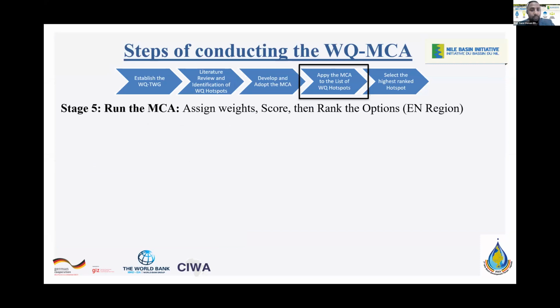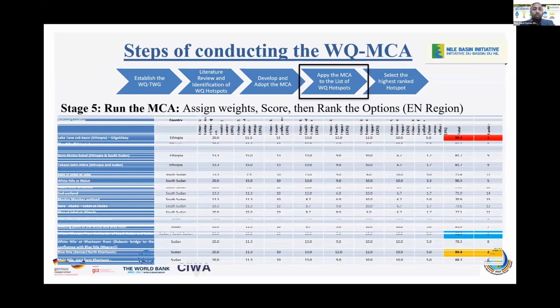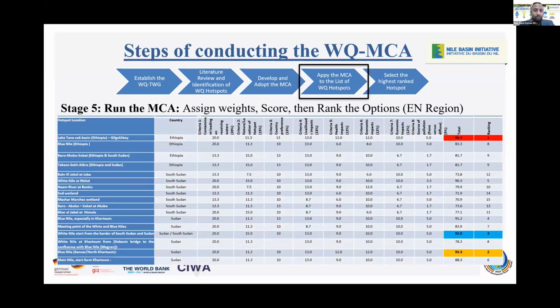So we have the 44 hotspots, and now we have the criteria. We applied these criteria to the 44 hotspots. We distributed them into 2 regions: the Eastern Nile region, which is shared between Ethiopia, South Sudan, Sudan, and Egypt, and the Nile Equatorial Lakes region with the other countries.